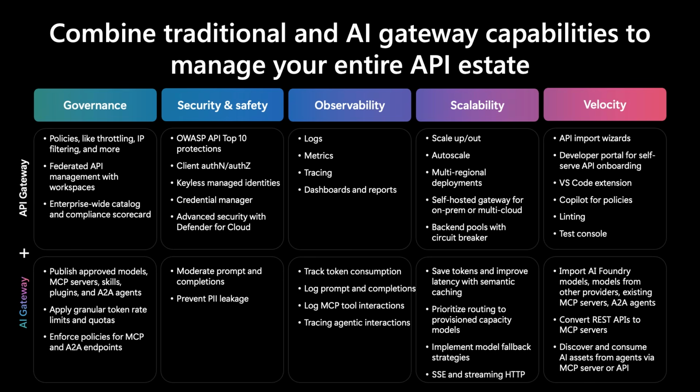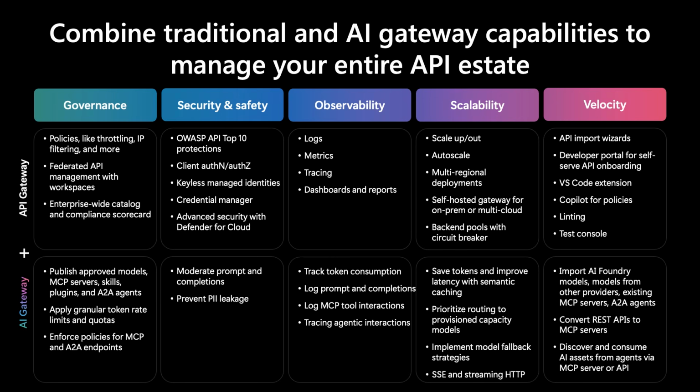Scalability, I won't spend much time here, but you can improve scalability. Let's take a look at what we do, especially for AI capabilities like saving tokens, improving latency with semantic caching, prioritizing routing to provisioned capacity and specific models, and implementing model fallback in case of reliability issues or in case of cost concerns. SSE and streaming HTTP protocols: we support both protocols depending on whichever protocol your tool is built on.